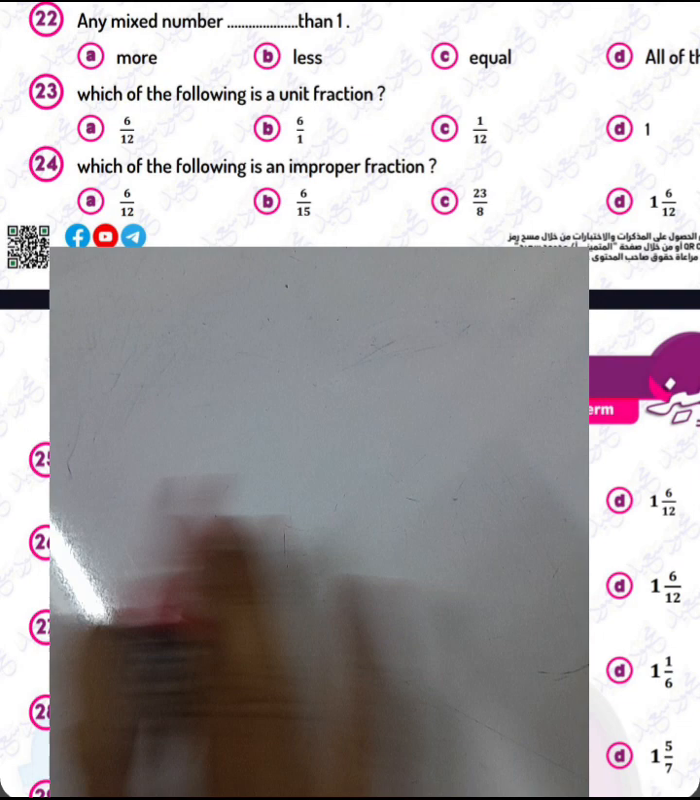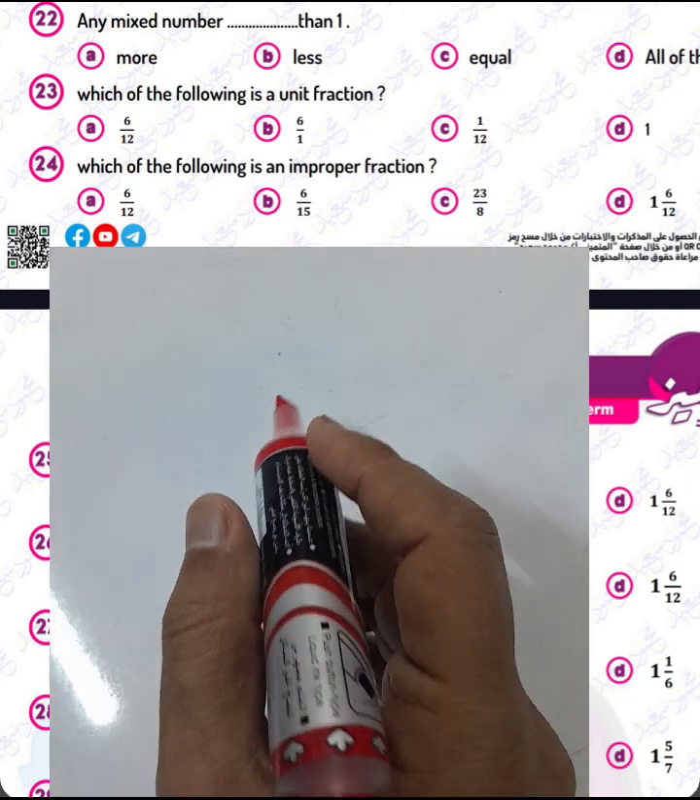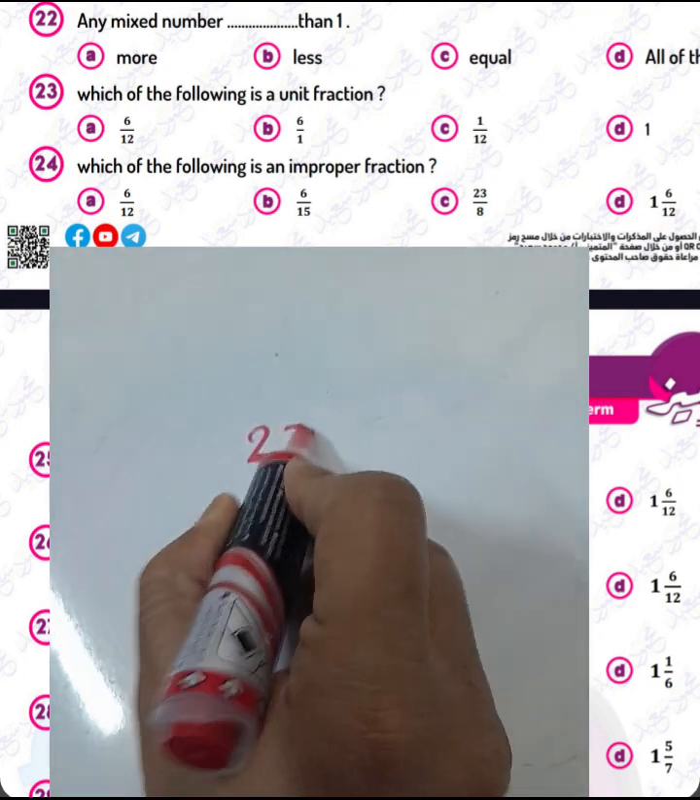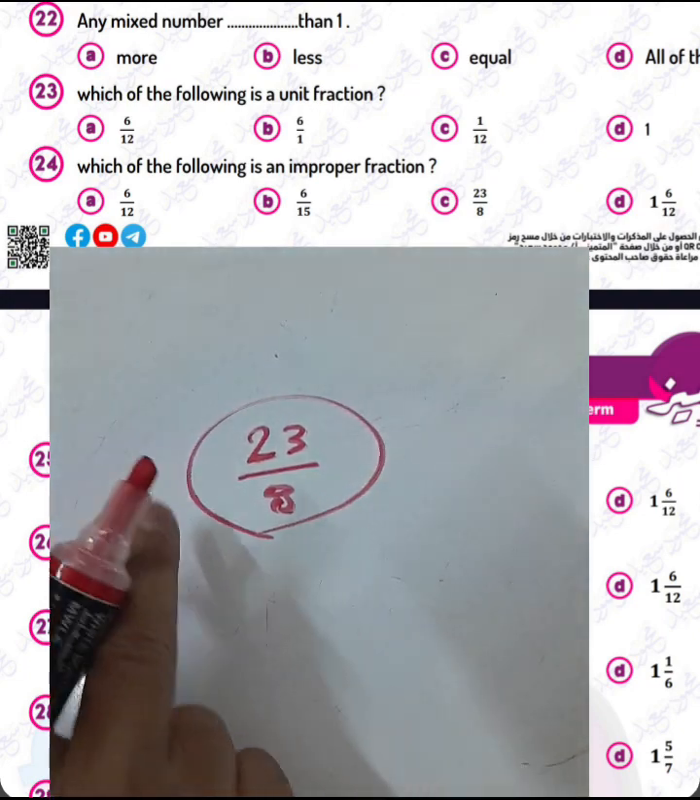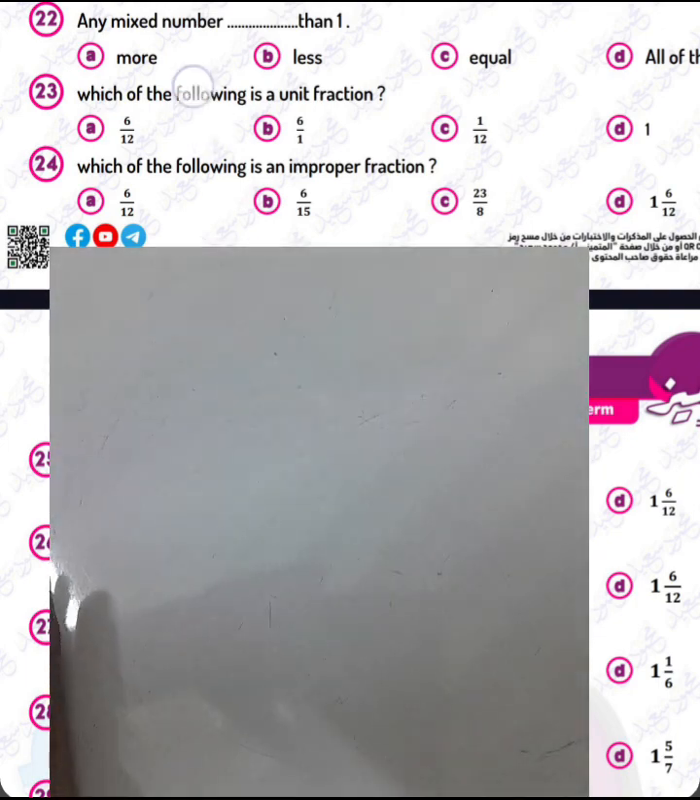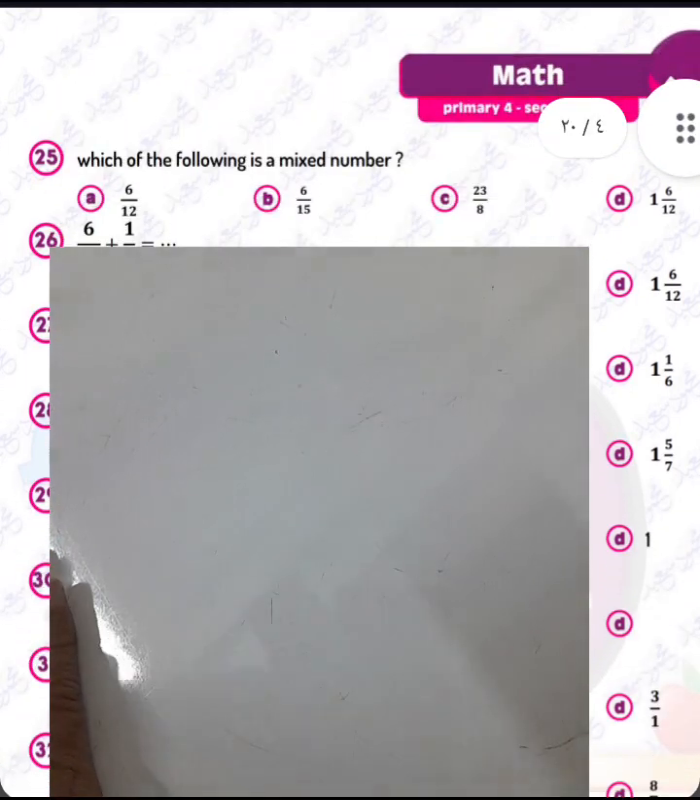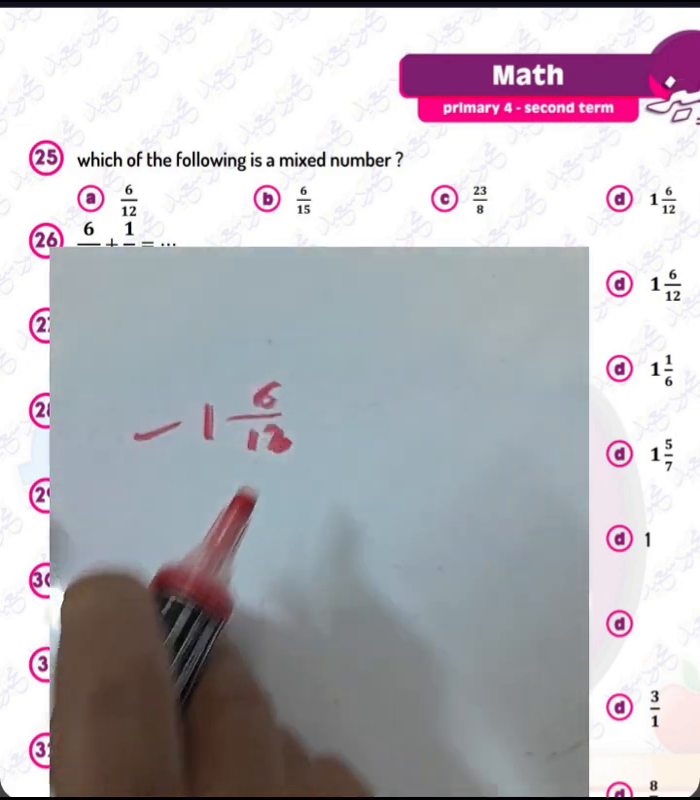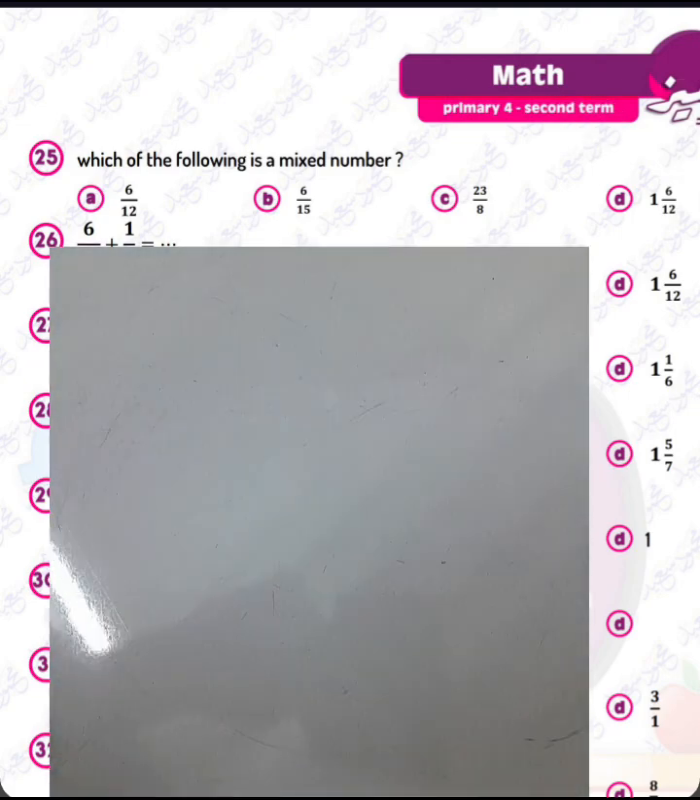Next example. Which of the following is an improper fraction? Improper, we have 23 over 8. We call it improper because the numerator is greater than the denominator. Next question. Which of the following is a mixed number? 1 and 6 over 12. It's a mixed number. Choose letter D.